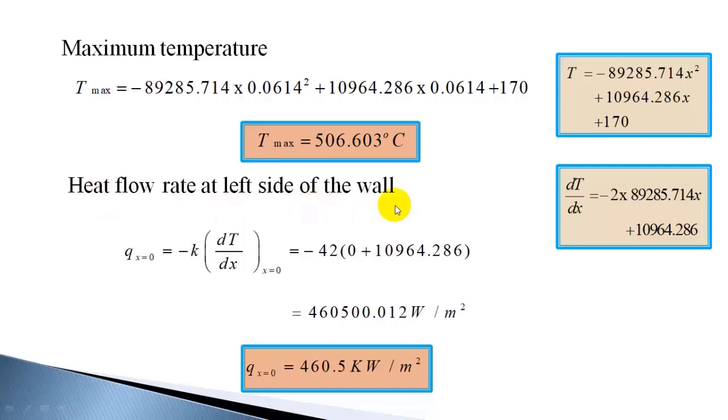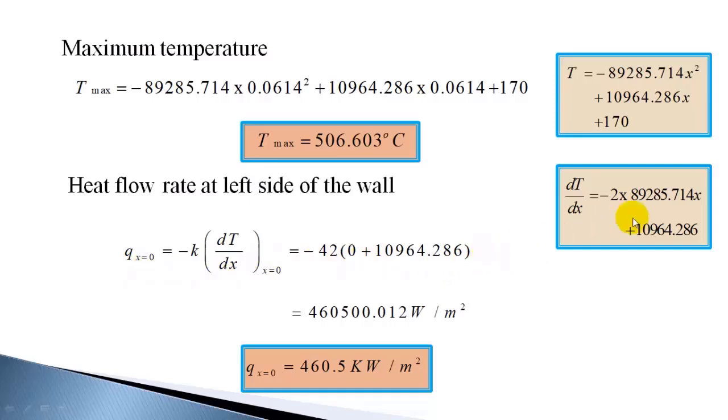We have to find out the heat flow rate on either side of the wall. We know dT by dx. Once you know the slope, you can find out the rate of heat flow as minus kA dT by dx. But taking unit area, minus k dT by dx at x is equal to 0. So this is important because based on x, the value of heat transfer is changing, because dT by dx depends on x. dT by dx is a function of x. So even q is going to be a function of x.